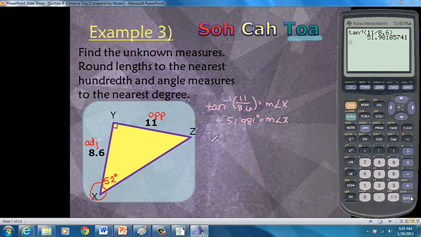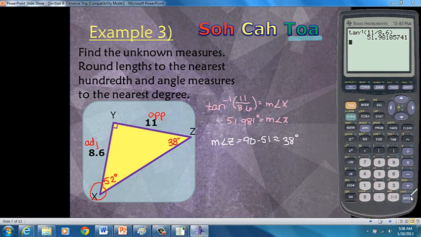Now I can find out angle z, because I know the two acute angles of a right triangle add up to 90 degrees. So the measure of angle z would be 90 minus 51. So that would be approximately 38 degrees. And now I can find that third side.